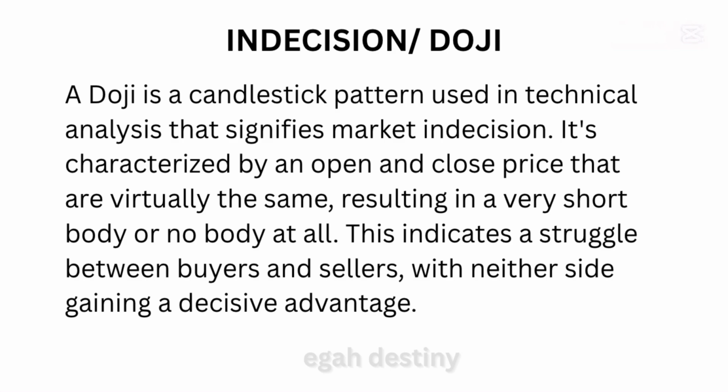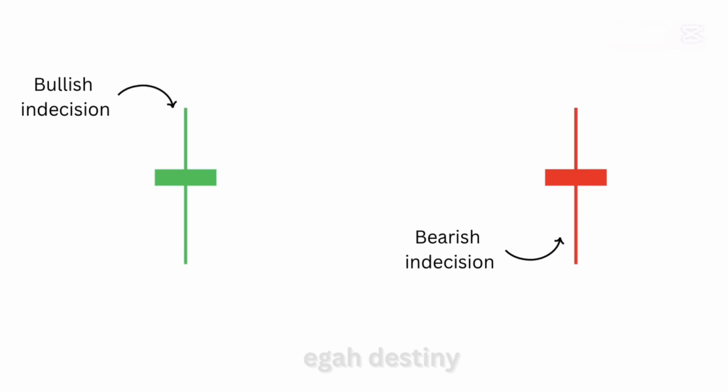Then we have indecision and doji. A doji is a candlestick pattern used in technical analysis that signifies market indecision. It is characterized by an open and close price that are virtually the same, resulting in a very short body or no body at all. This indicates a strong struggle between buyers and sellers, with neither side gaining a decisive advantage. We understand that for a bearish candlestick, it opened at this point and closed here.